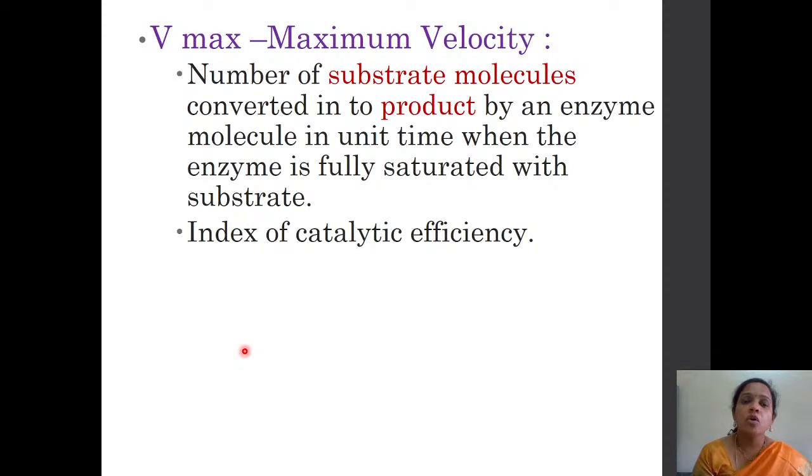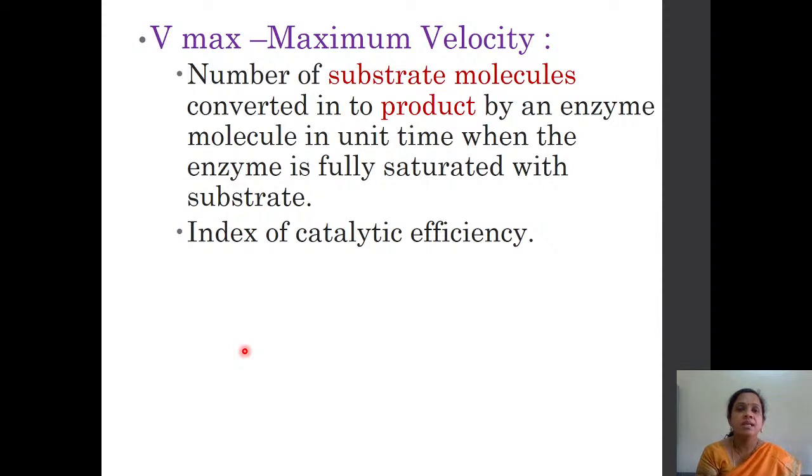Now, what do you mean by Vmax? Vmax is the maximum velocity. The number of substrate molecules converted to a product by an enzyme molecule in unit time when the enzyme is fully saturated with the substrate, then you call it a Vmax.